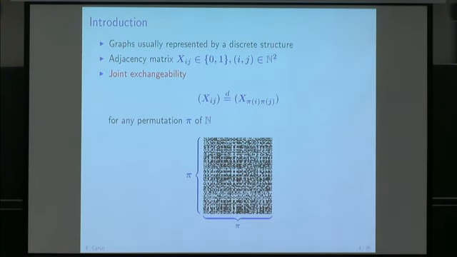The classical approach to Bayesian network modeling, if I'm interested in an undirected graph, is to represent the graph as a discrete structure, the adjacency matrix x_ij, which is a binary matrix, where x_ij is equal to 1 if there's a link between node i and node j. If we want to have some sort of symmetry, as also mentioned by Peter, a classical assumption is to assume that the way that you order the nodes is of no importance, and it translates into the notion of joint exchangeability. This binary matrix x_ij is invariant over any joint permutation of the rows and the columns, for any permutation pi of n.